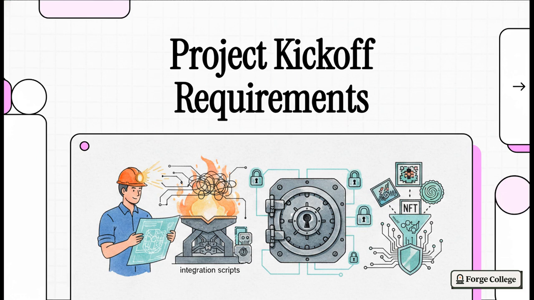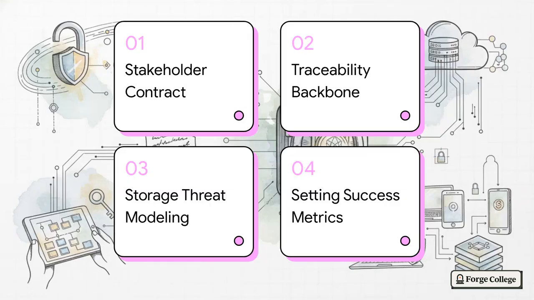Let's get into it. So unrolling our drafting table here, this is the agenda for today. First, we define the stakeholder contract. Second, we're going to build out a traceability backbone. Third, we map out our digital heist defenses through some storage threat modeling. And finally, we'll lock in our success metrics.